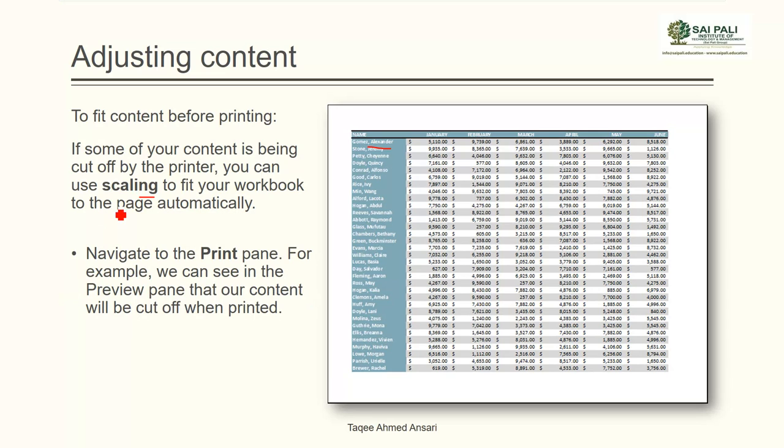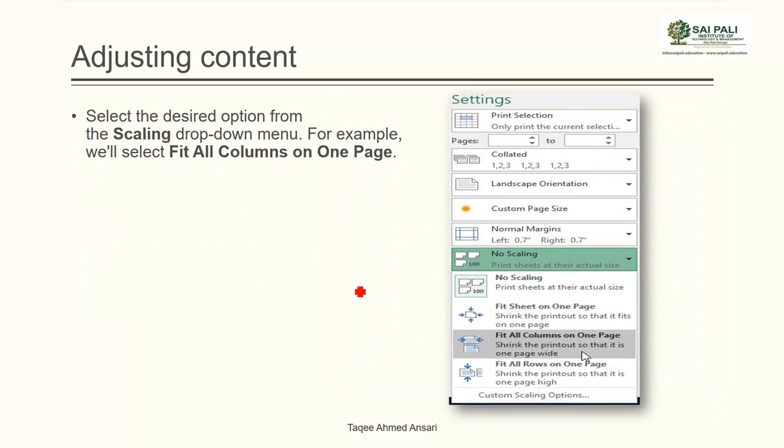You can change the scaling setting to fit one sheet in one page. You can do that from this print pane. From the scaling drop down, by default it is no scaling, but you can select to fit one sheet in one page, fit all columns in one page, or fit all rows in one page. But it can be difficult sometimes, because if you have lots of data like here, and you try to fit it into a single page, sometimes it is difficult to read.